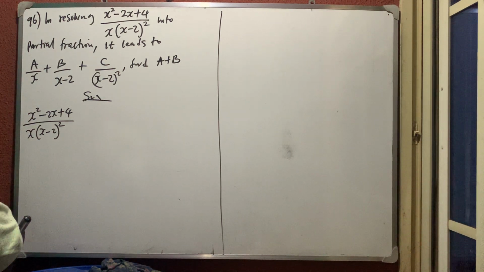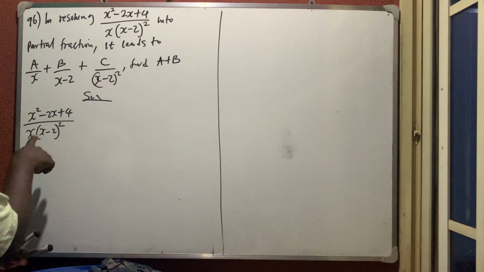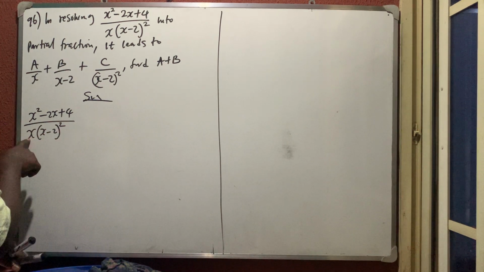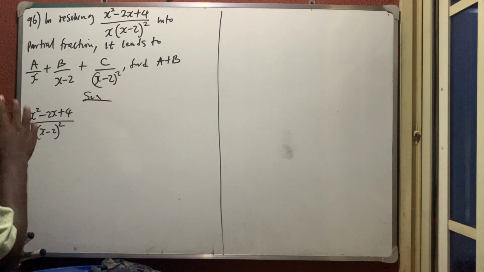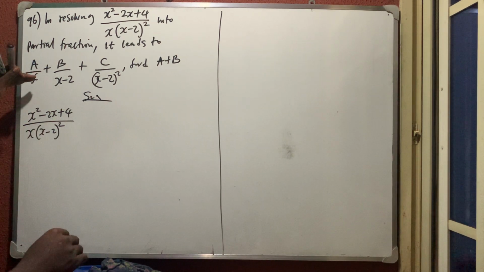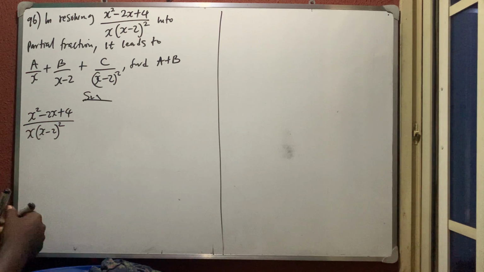What do I mean by proper fraction? If you open the bracket here, this is x squared times this x, which is x cubed, and the numerator, the highest power, is x squared, so it is proper. The numerator must be less than the denominator before you solve anything.